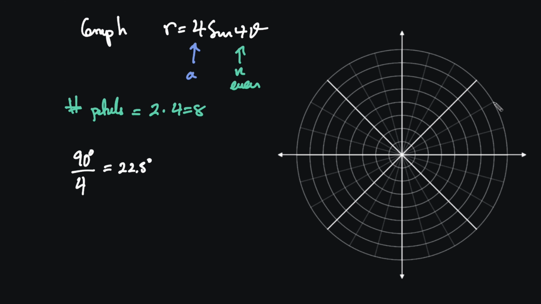We know that this is 30. We know that this is 15. So it's going to be something in the middle, right? Somewhere in the middle of these two. So it's going to be right here.